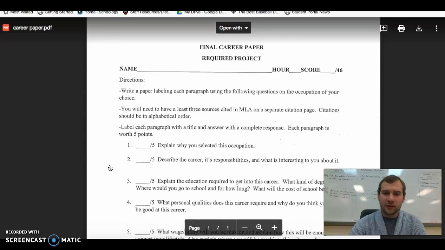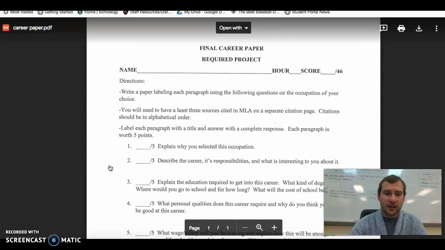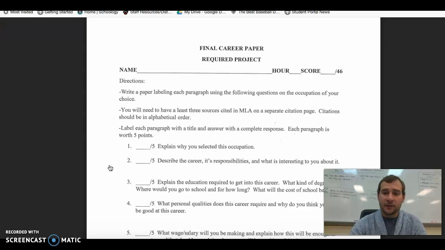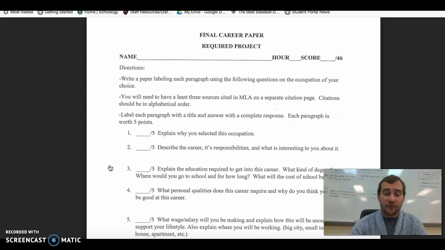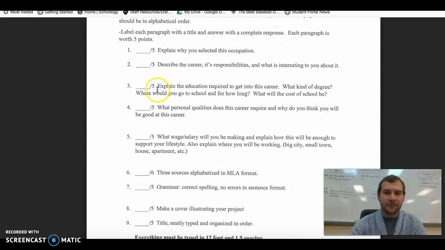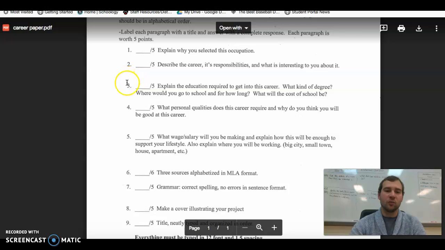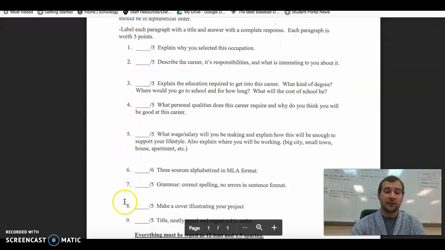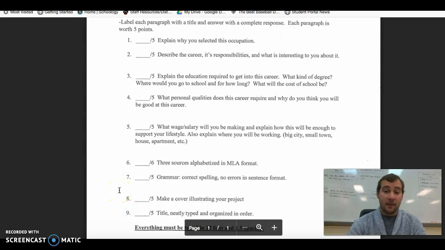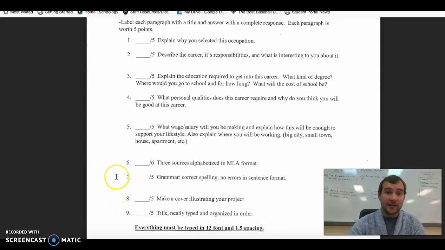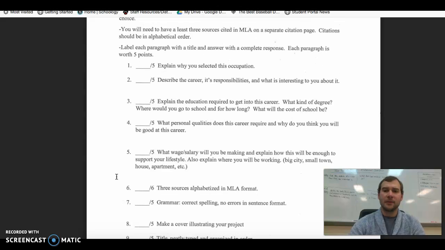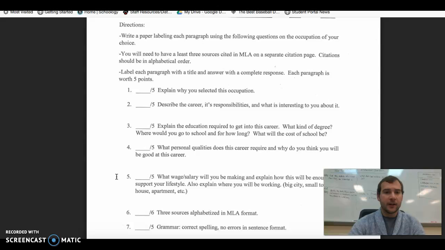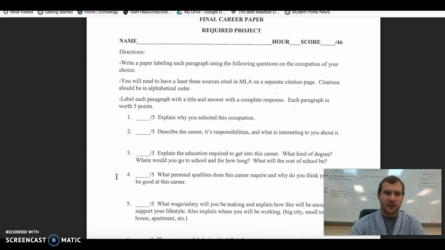It's pretty self-explanatory as long as you go through and read through the directions. It's 46 points total. Let's go through the basics of it. Each part of this is just one paragraph of your paper. So you can already see how many paragraphs you're going to need. And remember, a paragraph is like 5 to 7 sentences, so keep that in mind. Some of the paragraphs will need to be longer to help answer the questions more. But let's just go through the directions here.